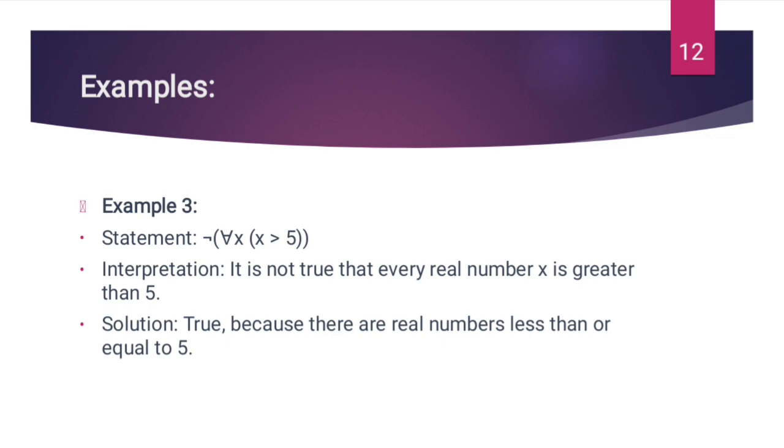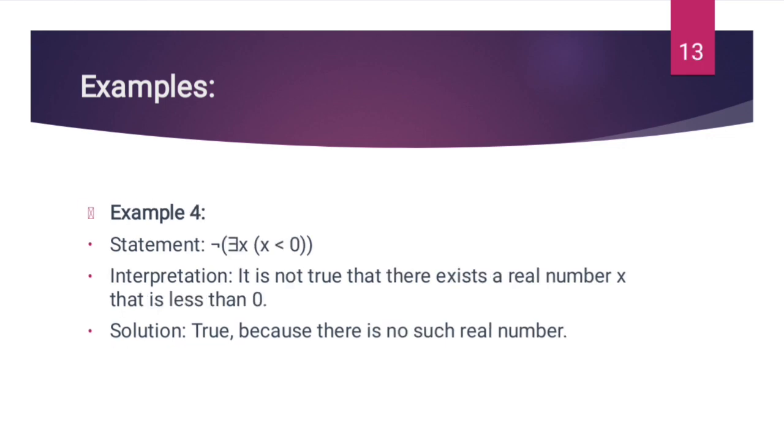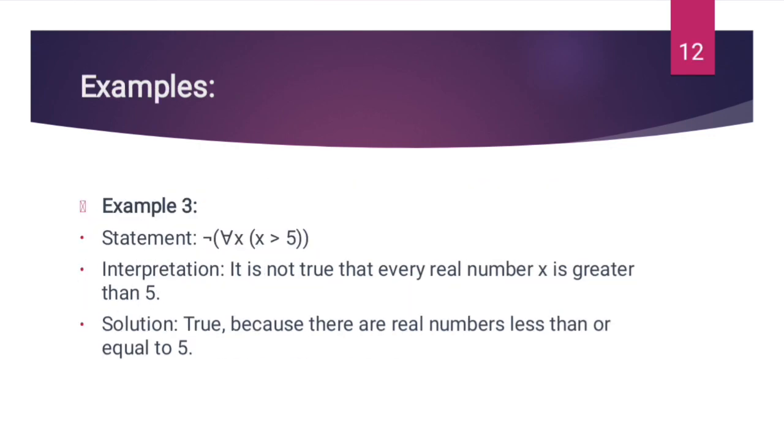Example 3. The statement is logical: not for all x, x is greater than 5. Interpretation: it is not true that every real number x is greater than 5. Solution: true, because there are real numbers that are less than or equal to 5.